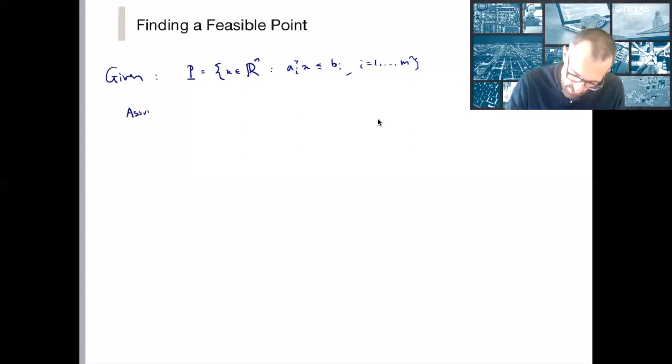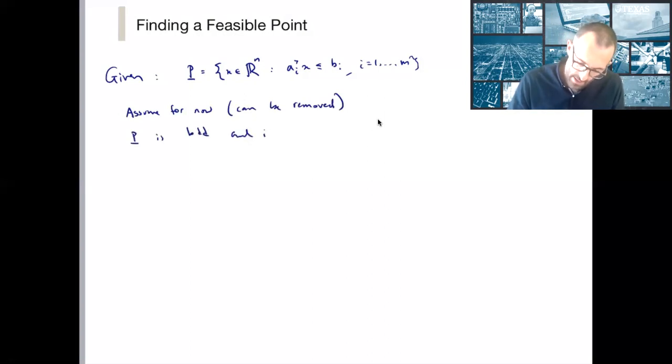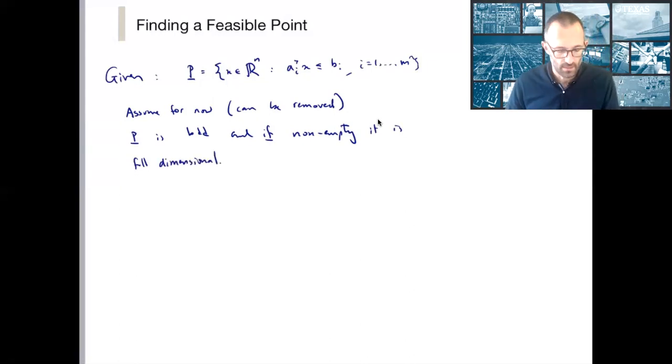So we're going to assume for now, and what I mean by for now is that these can be removed with additional work, that P is bounded, and if it's non-empty, it is full dimensional. So no equality constraints. Again, all of these things can be removed.